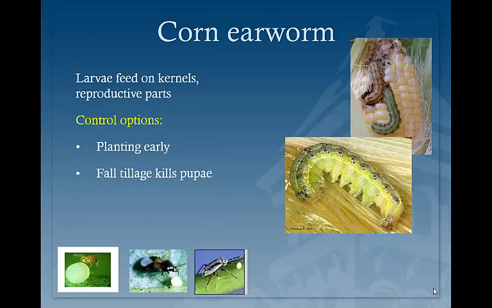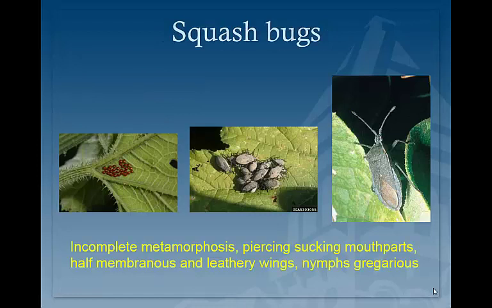Let's see, just because of time, let's go to squash bugs. Okay. So, how many of you have seen the eggs? Everybody, I hope. No. Or maybe not. I would hope not, but everybody's probably seen them. How many squish the eggs? All right, egg squishers. So we know that they're on the undersides of leaves usually, right?